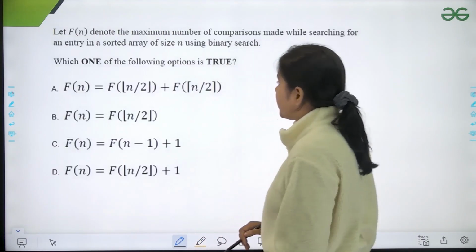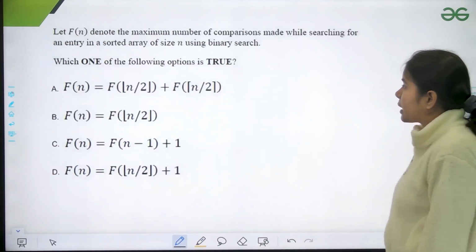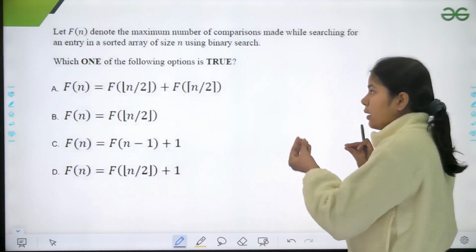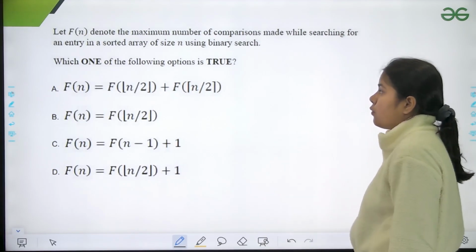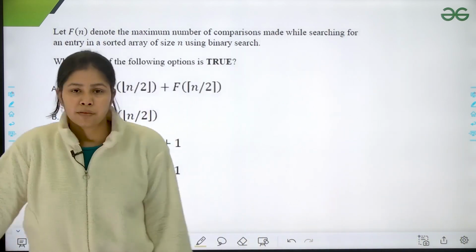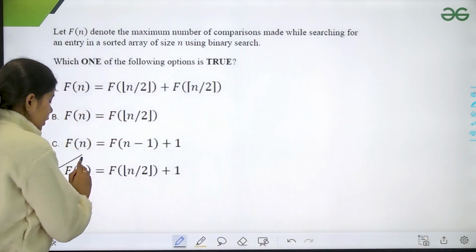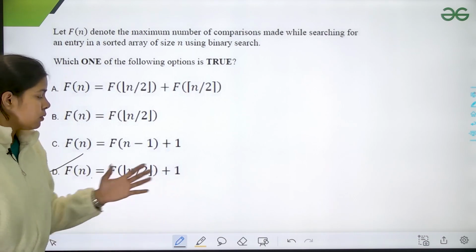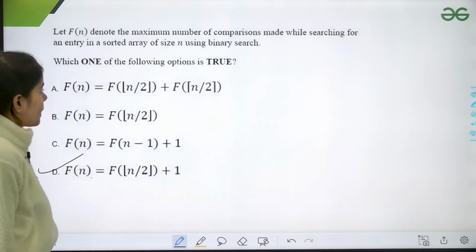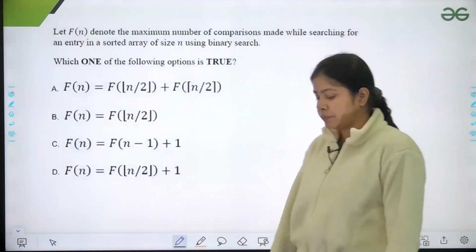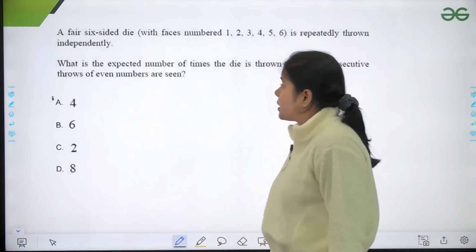Now, the next question we have is, if f(n) denotes the maximum number of comparisons made while searching for an entry in a sorted array of size n using binary search, which one of the following options is true? For binary search, we know that f(n) equals f(floor(n/2)) plus 1. So this is for binary search. You all know that.